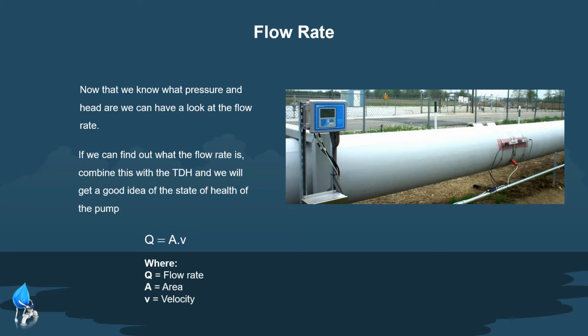Flow rate is represented by Q, and the formula is Q is equal to area times velocity. In an existing system, this can be read from a flow meter such as a mag flow meter or a DP flow meter, or if there's no existing fixed flow meter, then a clamp-on ultrasonic flow meter can be used to check the flow rates. The picture on the right shows a permanent ultrasonic clamp-on flow meter.